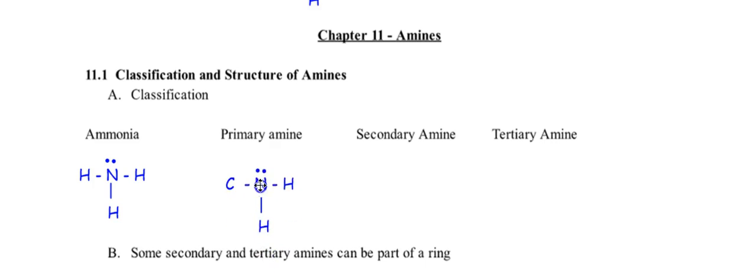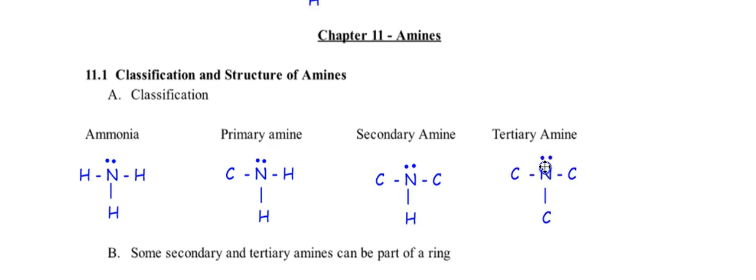So a primary amine has one carbon attached to it, and that's important. A secondary amine has, take a wild guess, two carbons attached to it. And a tertiary amine has three carbons attached to it. Again, it is so important that you know this distinction. All true amines are going to have at least one carbon attached to the nitrogen. And that's going to be really important when we talk about nomenclature.